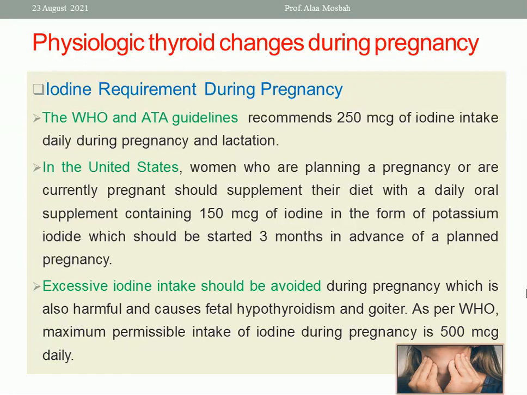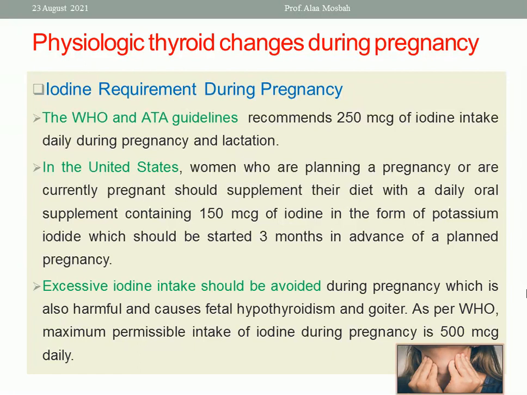Excessive iodine intake is harmful, remember that, and should be avoided during pregnancy, as it can cause fetal hypothyroidism and goiter. As per WHO, the maximum permissible intake of iodine during pregnancy is 500 microgram.